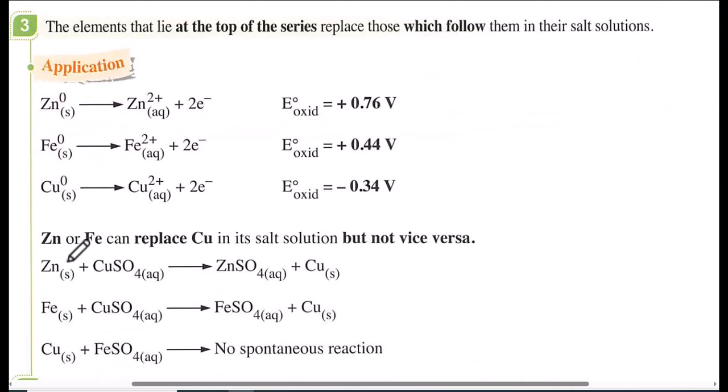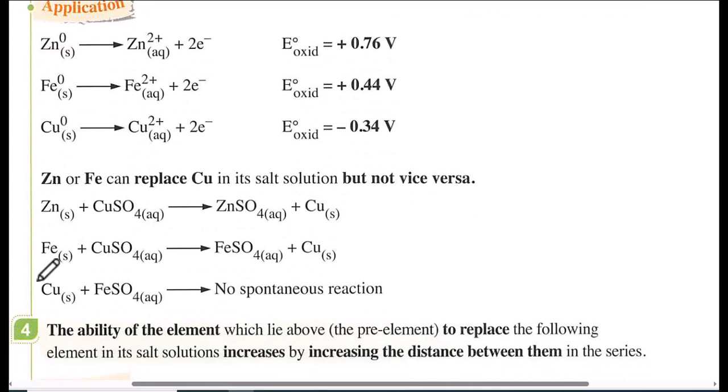Look at this. Zinc with copper sulfate, zinc replaces copper and forms zinc sulfate and copper precipitate. Iron and copper sulfate, the same. Iron is more active, its oxidation potential is higher than copper, so it can replace copper in its salt solution. It makes ferrous sulfate and copper precipitates. When we look at this equation, copper cannot replace ferrous or iron in its salt, so no spontaneous reaction occurs.